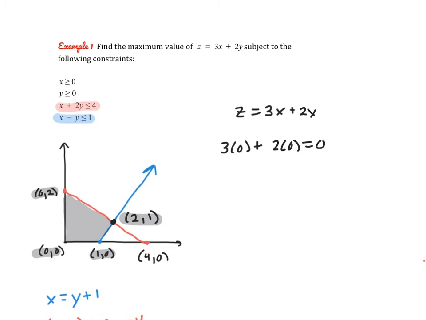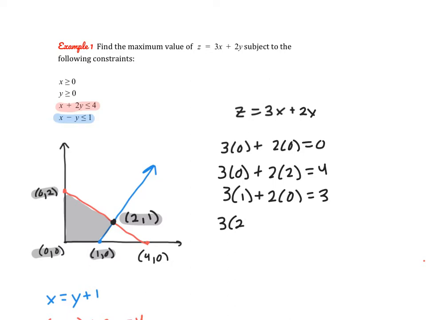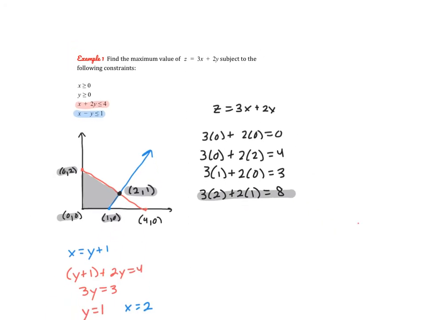And you do need to show that you are checking each one. Then we could say, let's check the point 0, 2, and we get 4. Let's check the point 1, 0, and we get 3. And then let's check the point 2, 1, and we get 8. So you can see here that our maximum value is going to be 8, and that is going to occur when x equals 2 and y equals 1. So the maximum is 8, and it occurs when x is 2 and y is 1.